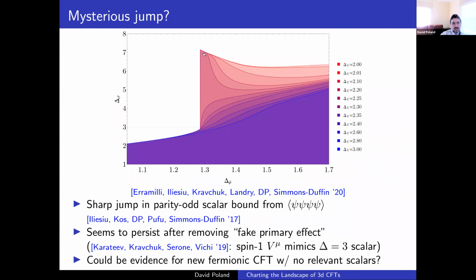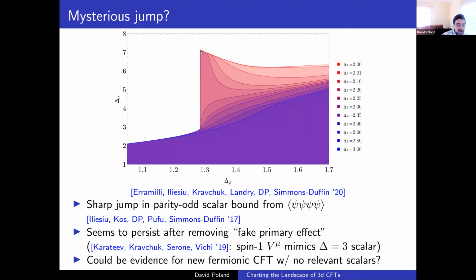And so we explored what happens when we increase the gap in that sector. And the expectation was that the jump would go away immediately when you remove the fake primary effect. Here we saw that we have to make the gap fairly sizable before the bound comes down again. So we had to bring it up to something like 2.3 to 2.35. So this is still kind of a mystery. It didn't quite seem to be explained by removing the fake primary effect to our satisfaction.